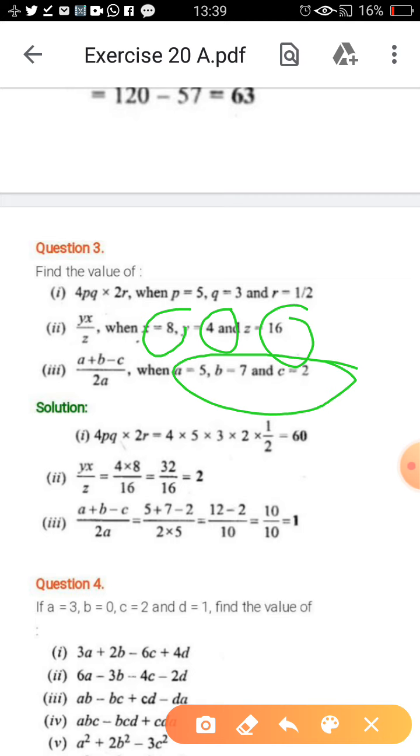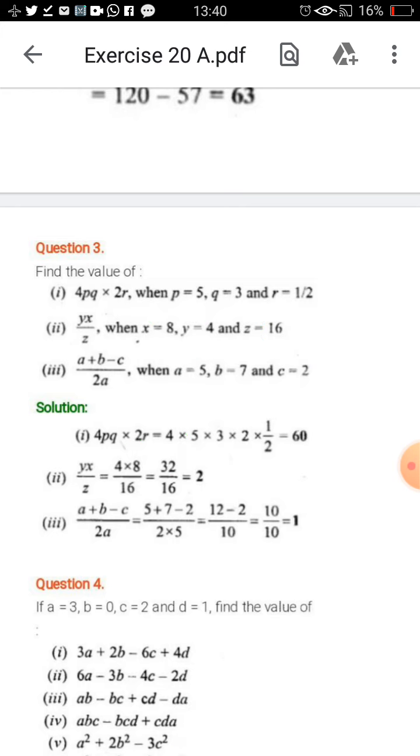Okay, now we will see the second one, yx upon z. So y is 4, x is 8, and z is given as 16. So 4 into 8, 32 upon 16. So 32 upon 16 will be 2. What is the answer? The answer will be 2.